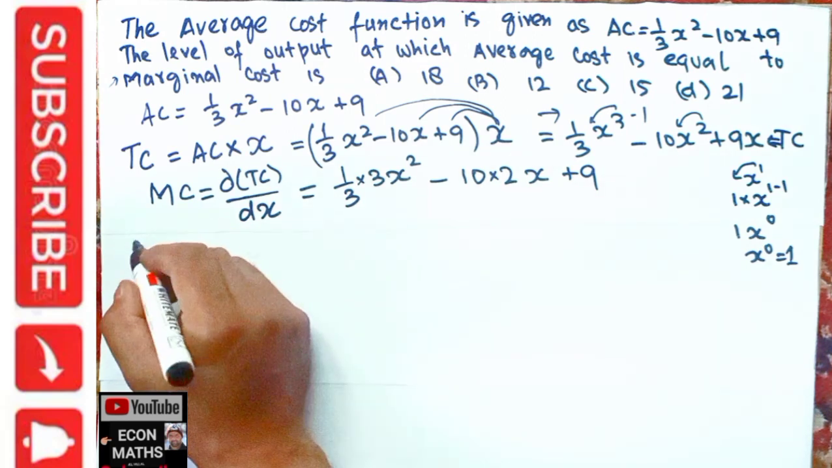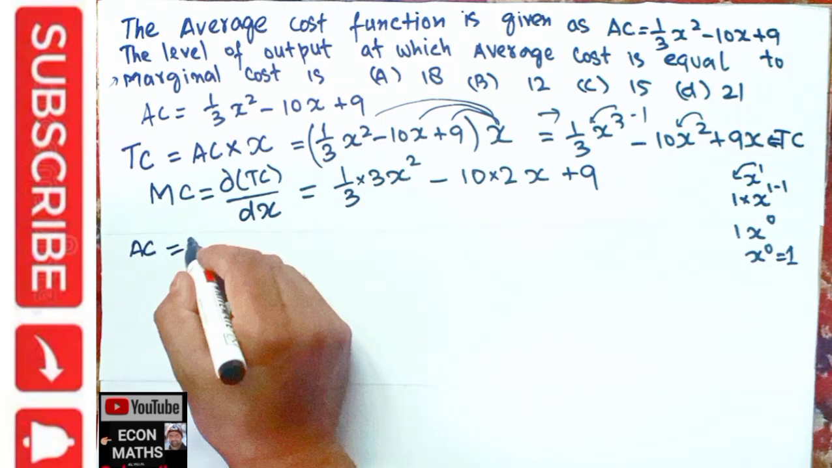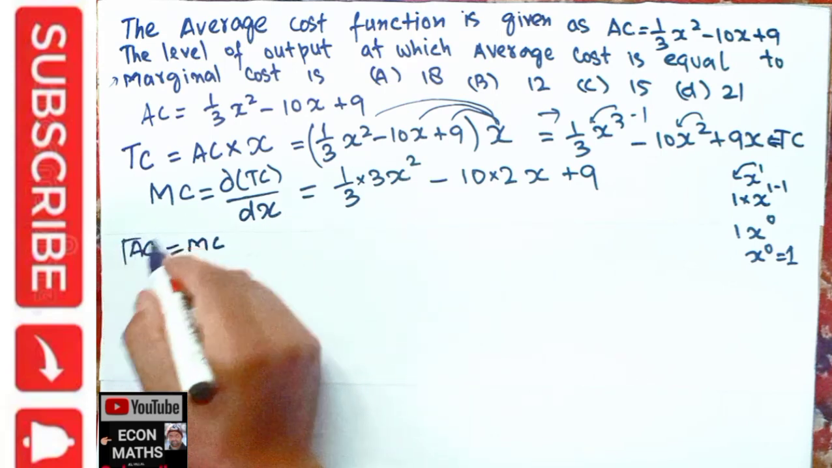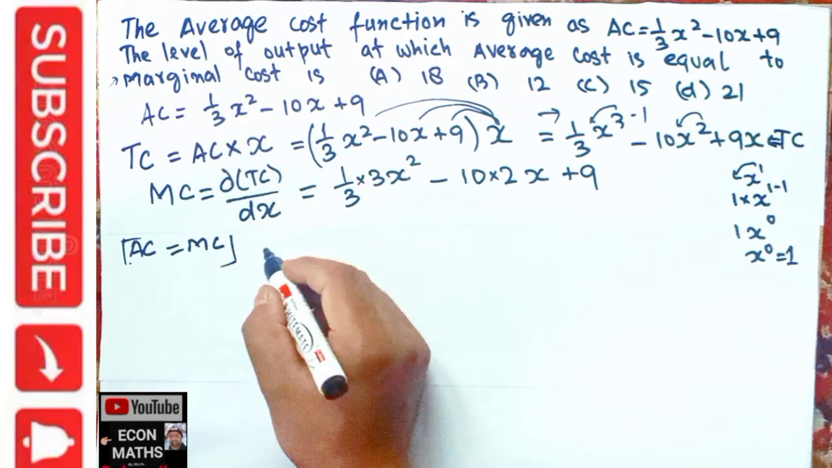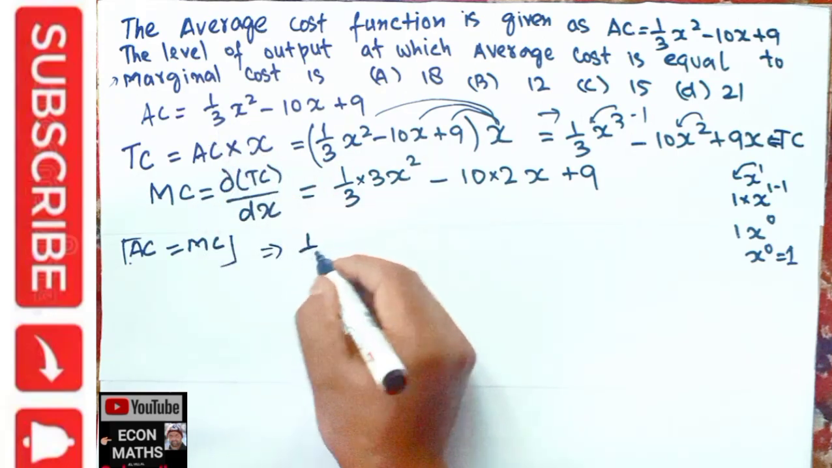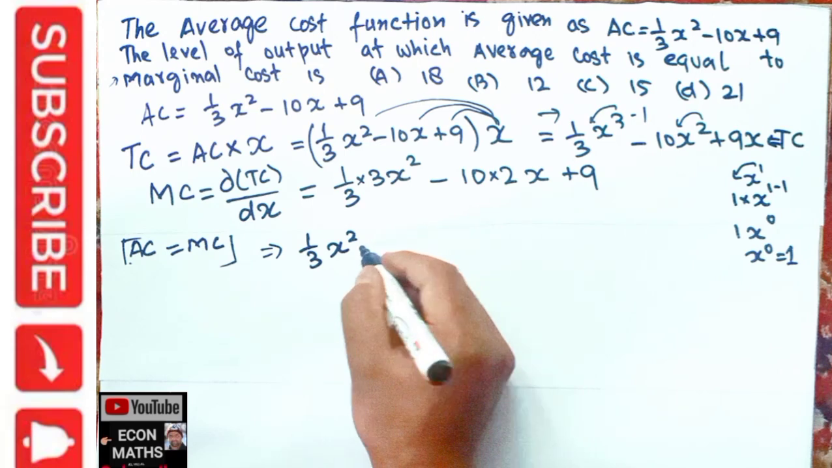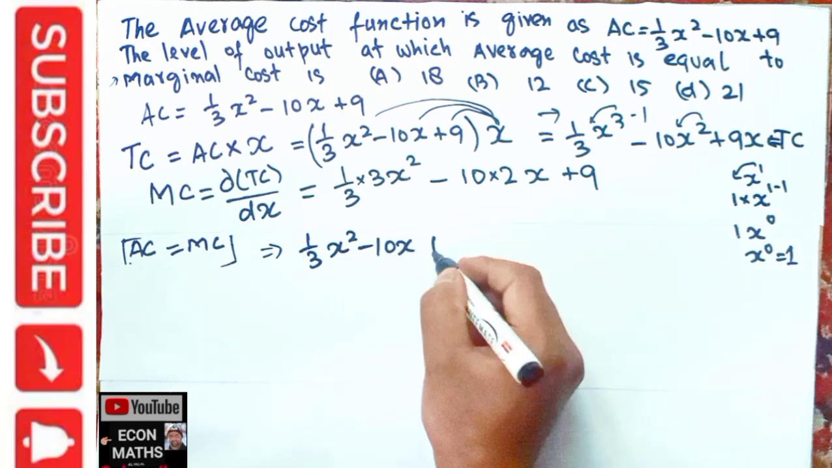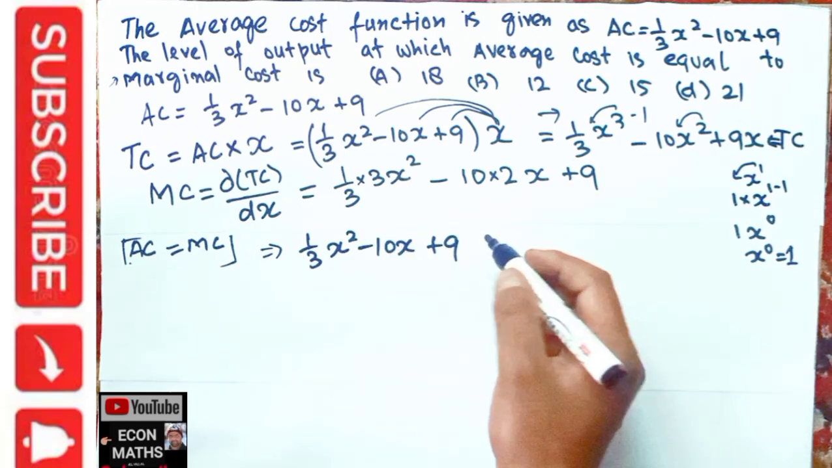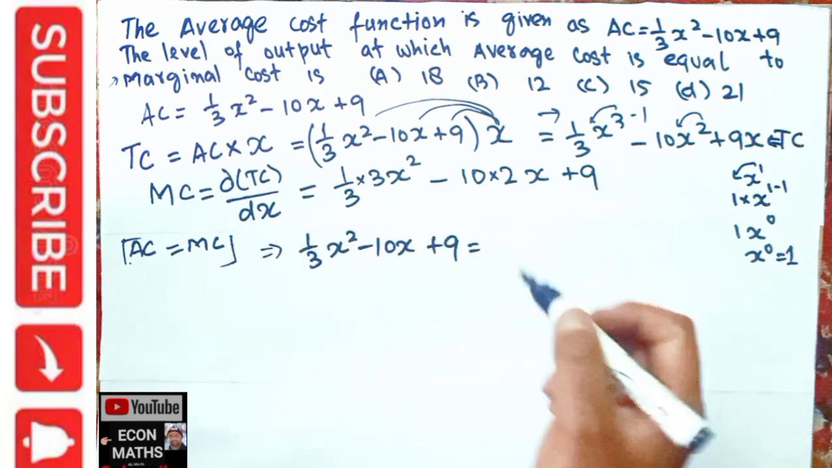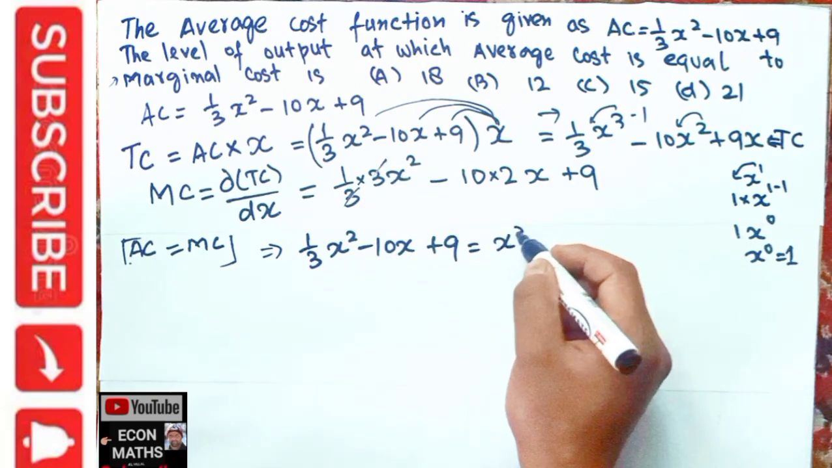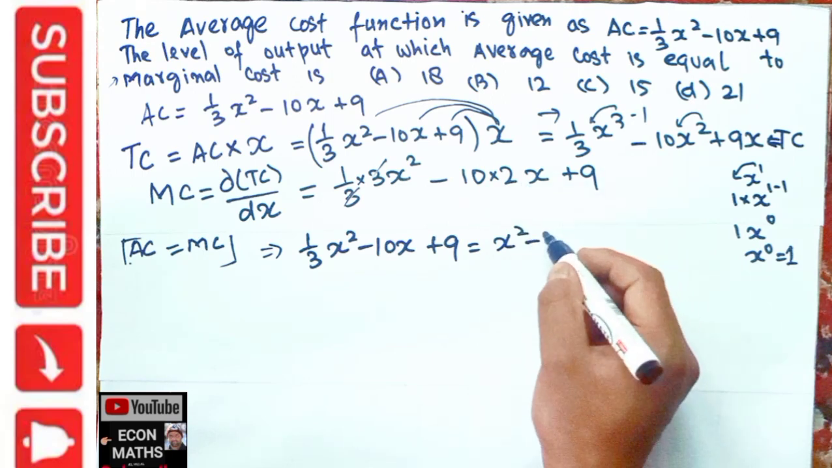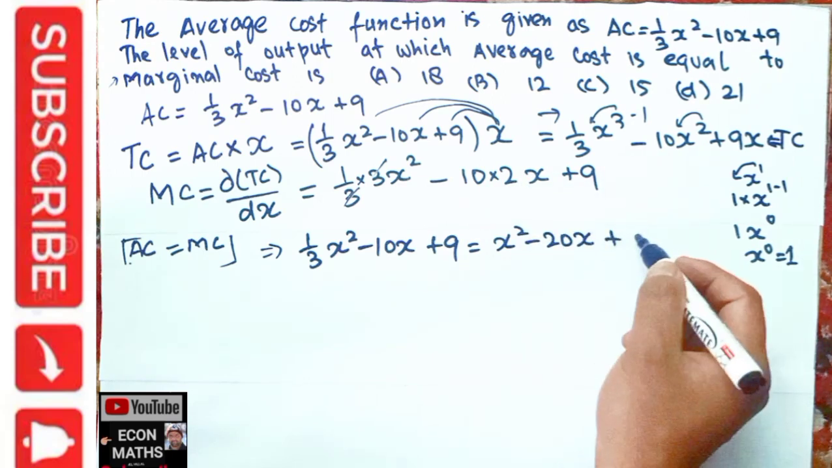So we have to equate average cost with marginal cost to find the level of output. Our average cost is given, so I will write here 1/3 x square minus 10x plus 9. This is our average cost, and we have to equate it with the marginal cost, which is, so here this 3 and 3 will get cancelled. We get here x square minus 20x plus 9.